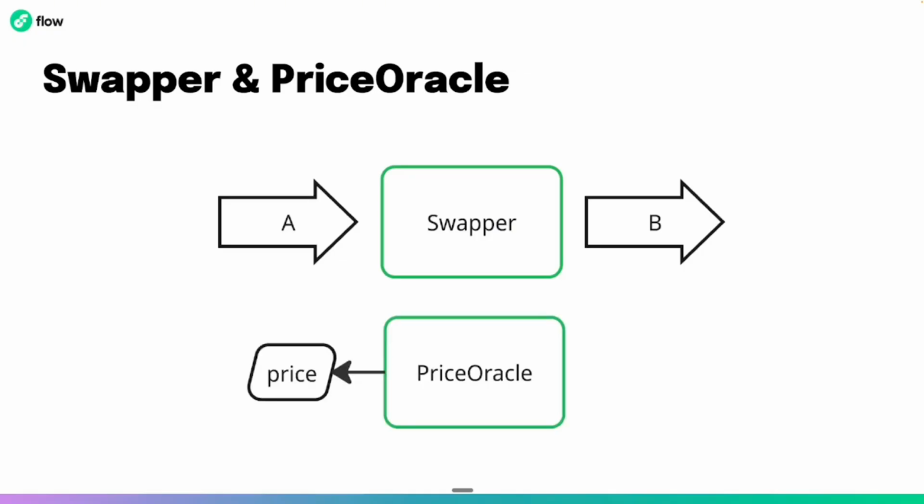And then a price oracle, pretty simple, right? I ask a price oracle for the price of a token. As long as that token is supported by that price oracle, I get back a price.